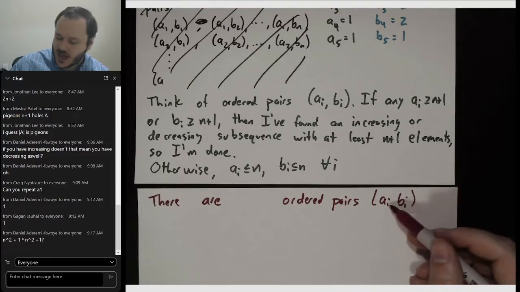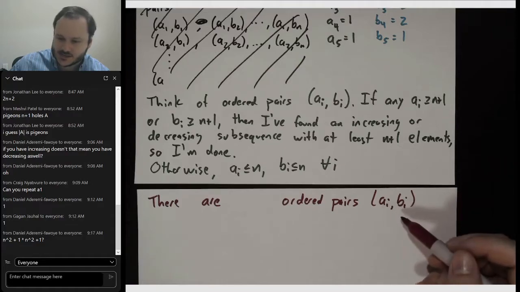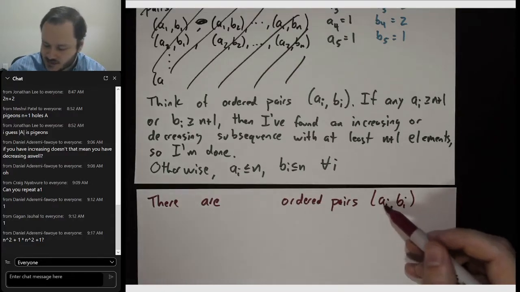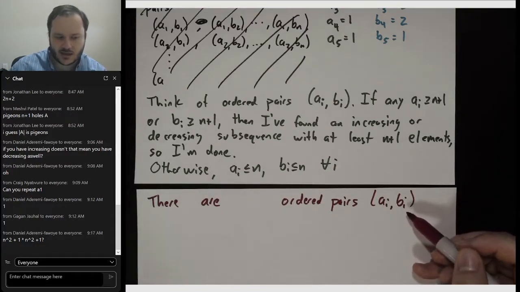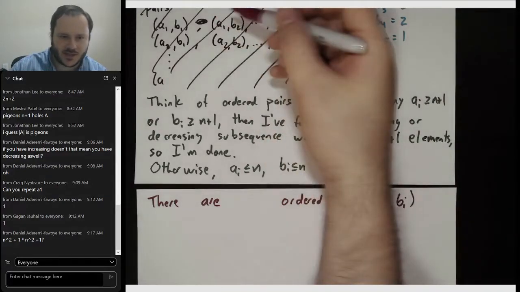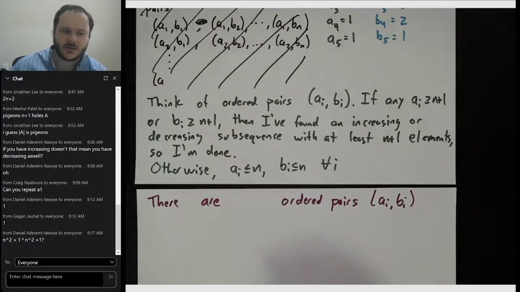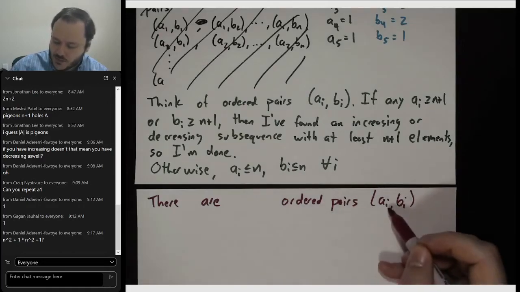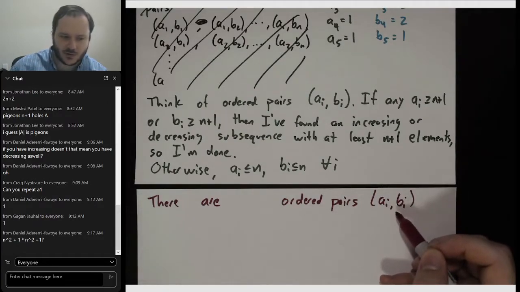If I was allowed to have different indices, then you'd be right. If this was a sub i, b sub j, which is what I was thinking about up here, but is a different problem, then I would agree with you. But I'm insisting that I use the same value for both.